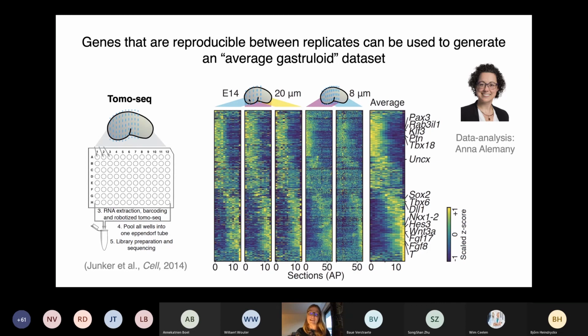And in this data set, it's very clear that the 5 gastruloids that we analyzed are quite similar to each other in terms of their anterior to posterior gene expression pattern. And that is very convenient because that means that we can merge these 5 heat maps computationally into one average heat map that is easier to work with computationally.